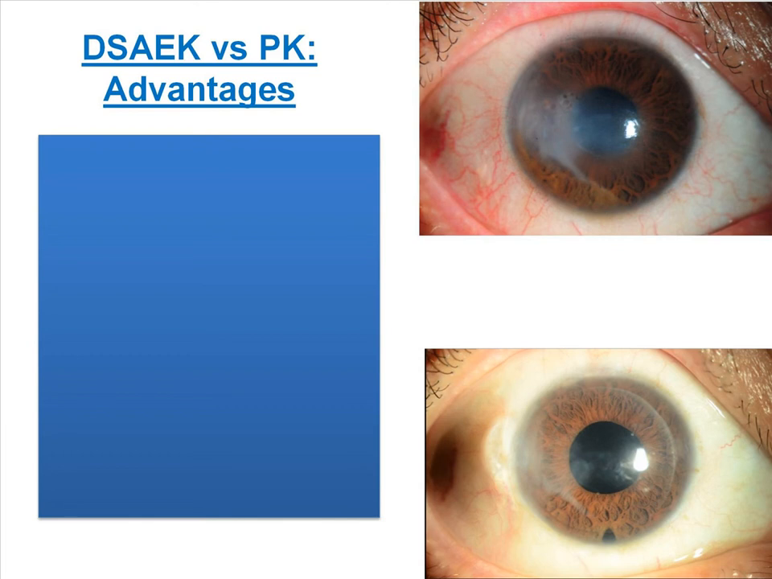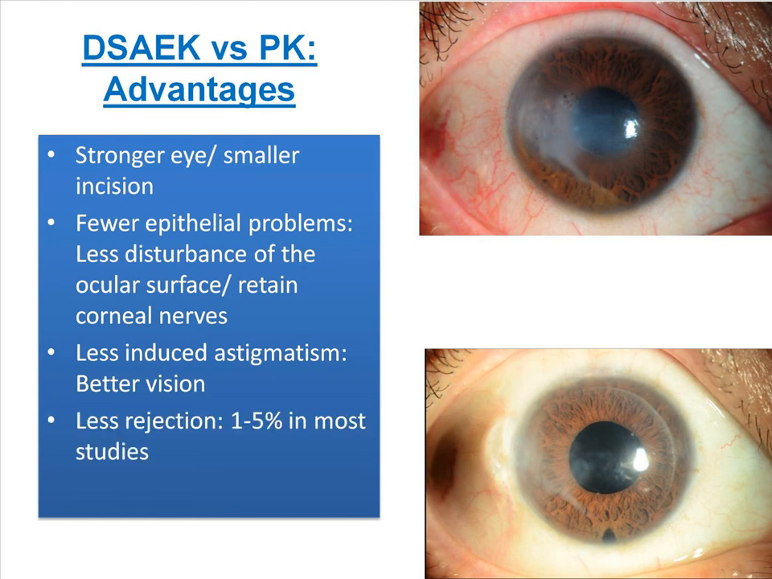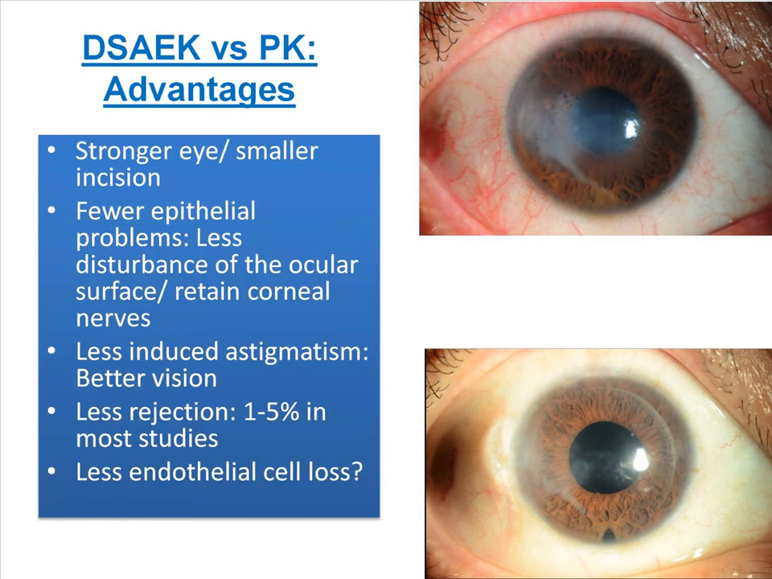So, what are the advantages of DSAEK over PK? Firstly, as the incisions are smaller, the eye is tectonically stronger. Also, epithelial problems such as poor epithelial healing are less common as there is less disruption to the ocular surface and corneal nerves. Fewer sutures also result in less induced astigmatism, and patients with DSAEK tend to have better vision as compared to patients who have undergone PK. The risk of graft rejection is also less in DSAEK as compared to PK, and recent results are showing that DSAEK has better graft survival as compared to PK.